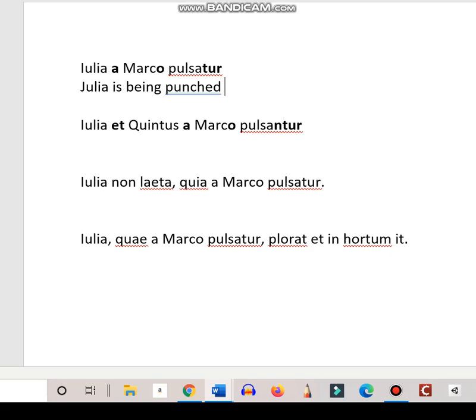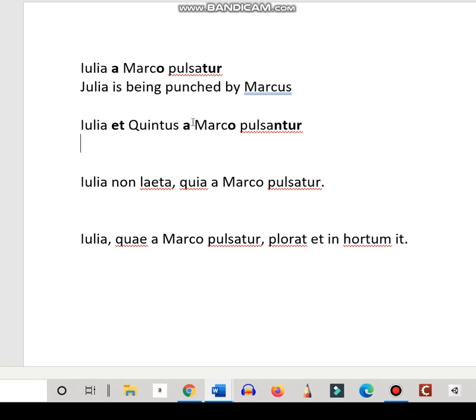And then you translate this a or ab here with the word by, and the word Marco becomes Marcus. So Julia a Marco pulsator means Julia is being punched by Marcus. So let's add some more stuff to the sentence, just to make it more and more complex, so that way you guys will know how to translate each of the individual types of sentences.